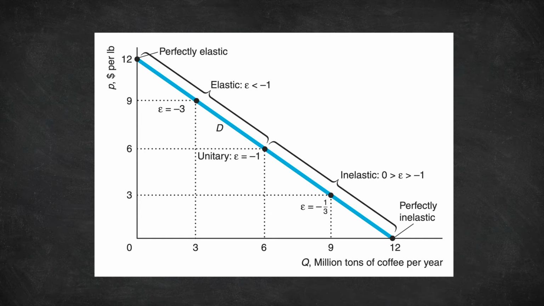To do one other example, when the price is 6, demand is also 6, and so elasticity is minus 1. So even though the linear demand function is very simple, point elasticity of demand is changing everywhere along this demand curve.